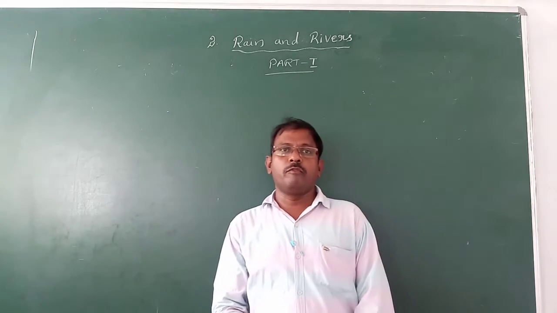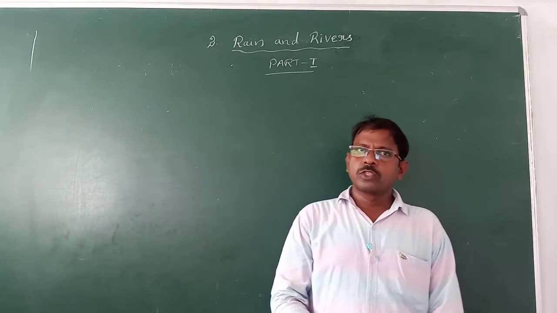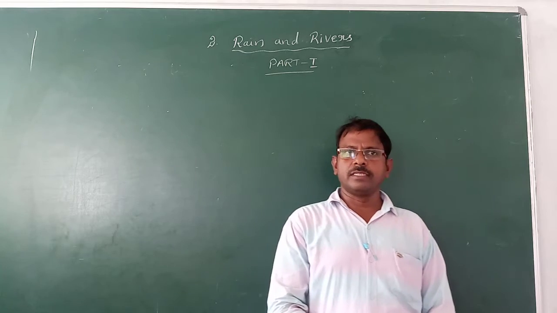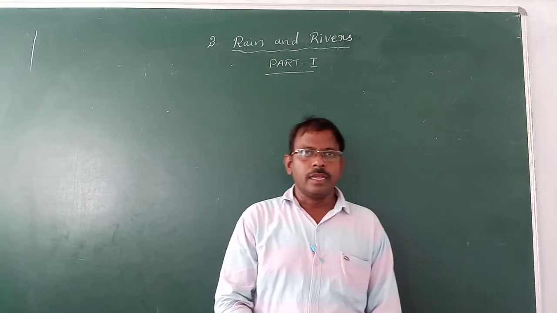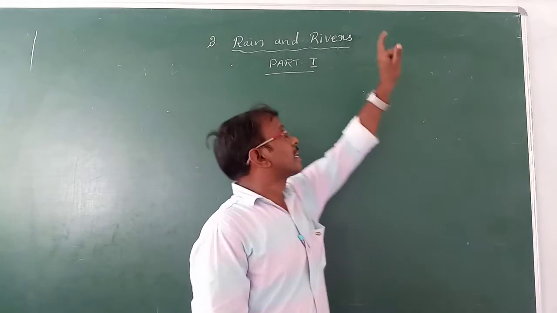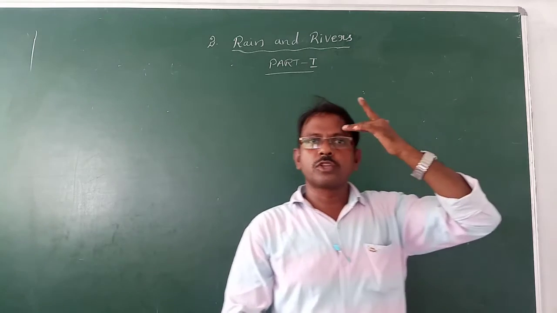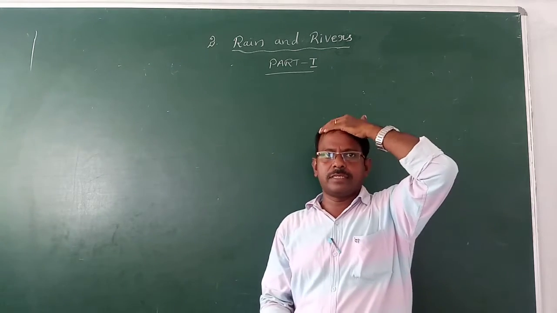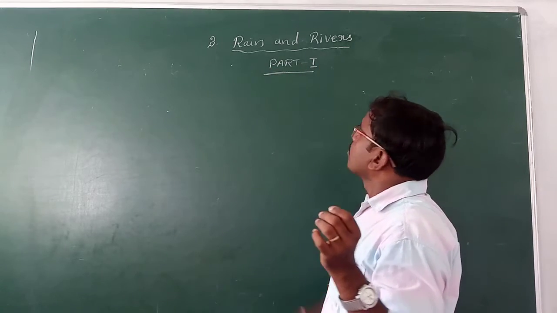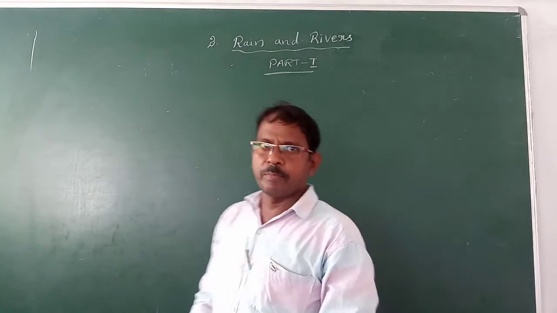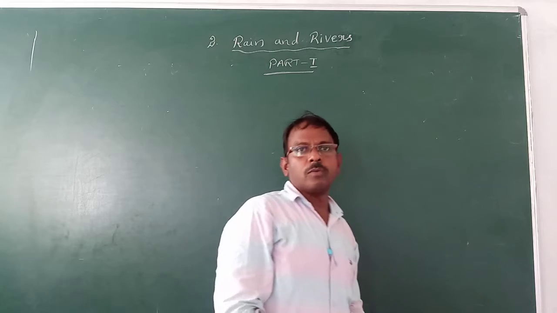In the last videos, we discussed the first chapter from the 7th class. That is totally completed: Reading of Maps. Now, in this video, we'll discuss the second chapter, Rain and Rivers, the second lesson from the social textbook. In that, part 1 is about rain and part 2 is about rivers. Part 1 is about rains, so we'll discuss that now.